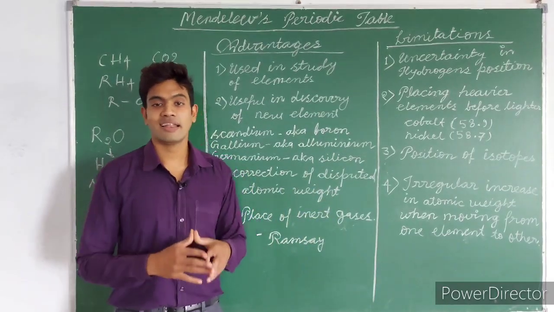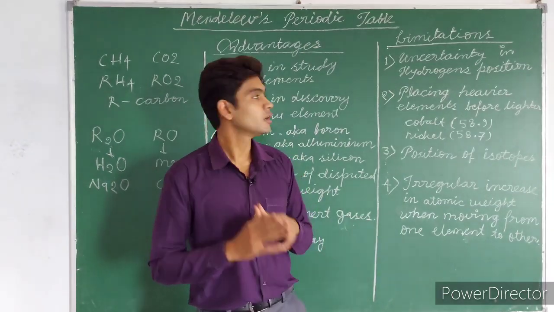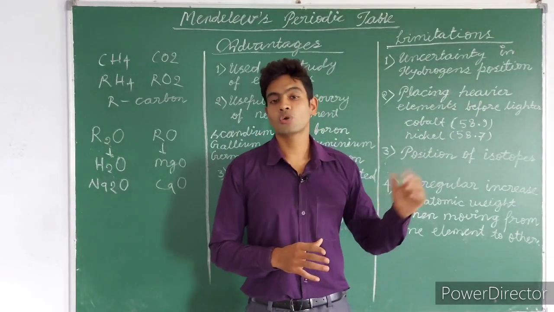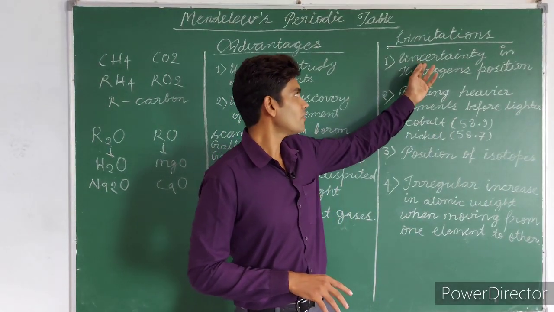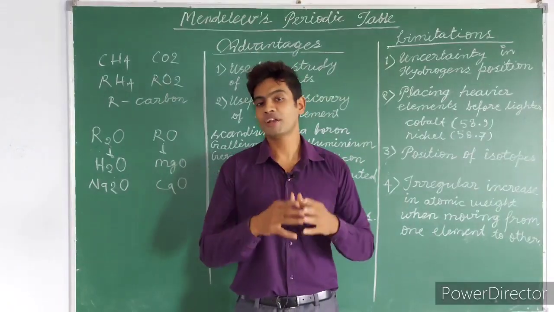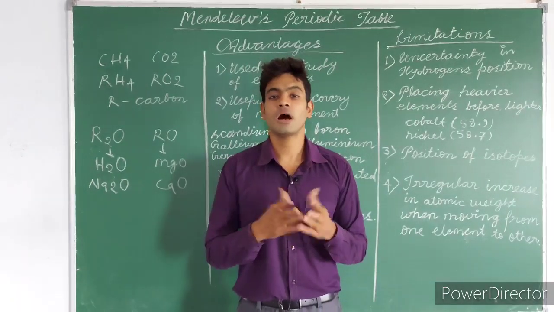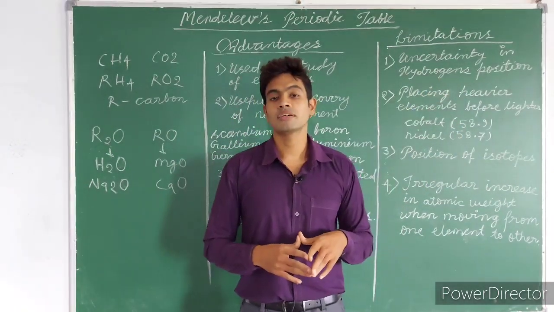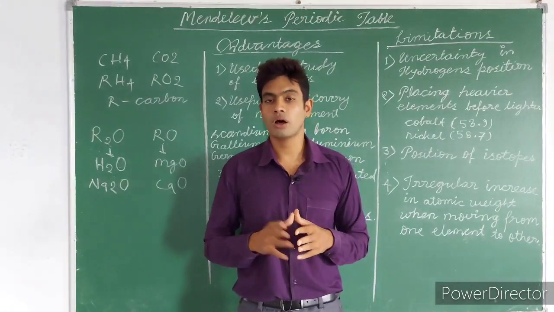So after achievements, let's come to the limitations, that is, what were the things which Mendeleev could not do. Now see, the first thing which Mendeleev could not do is the position of hydrogen. He could not ascertain where hydrogen has to be placed. So see, there was uncertainty in hydrogen's position. This was the first limitation in Mendeleev's periodic table. We know that hydrogen gives positive ion like the alkali metals lithium and potassium, and it also gives negative ion like the halogens chlorine and bromine. So its place in Mendeleev's periodic table was uncertain. So there was no certainty in the position of hydrogen. This was the first limitation of Mendeleev's periodic table.